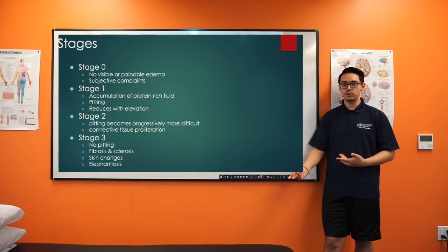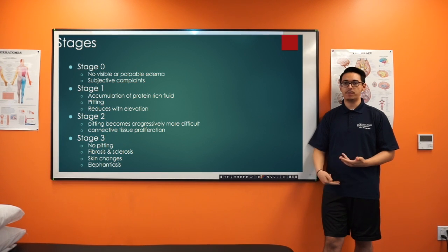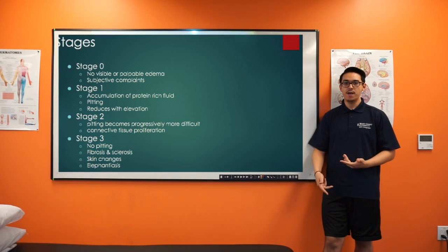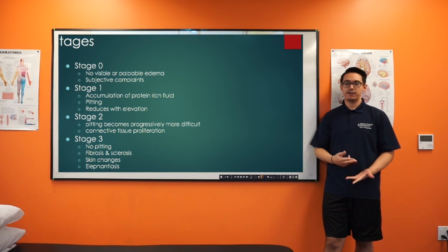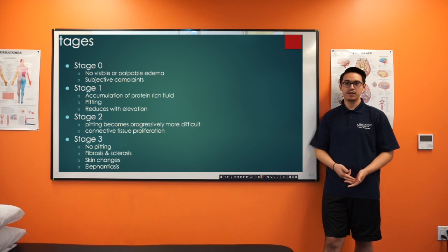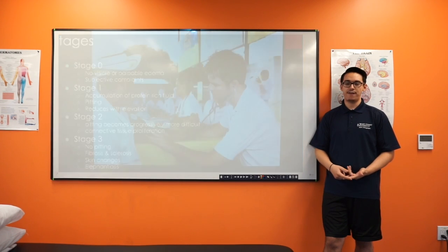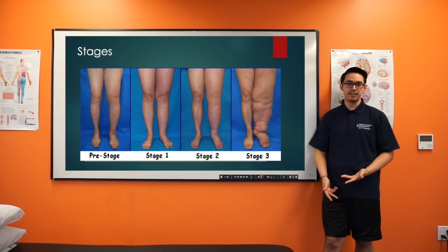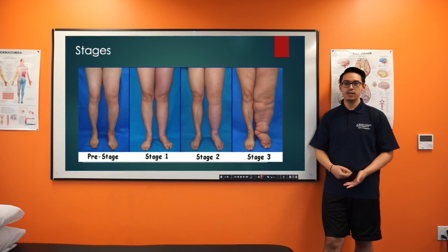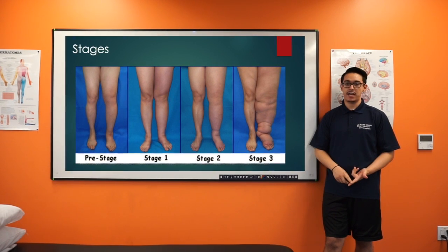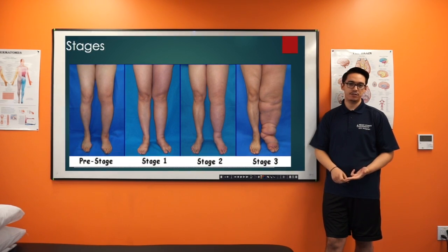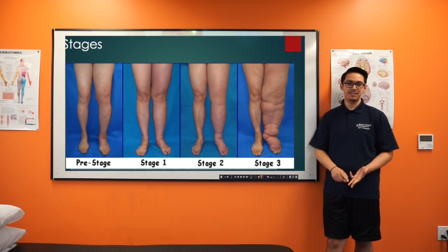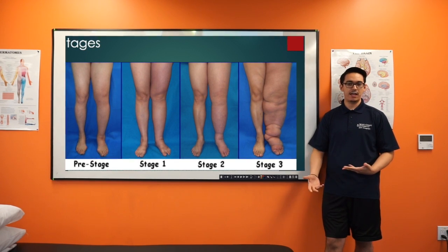Compared to in stage 2, that edema will progress and they'll still have that pitting, but it will usually not be reduced with the elevation, and they will have connective tissue proliferation. In stage 3, which is the advanced stage, they will no longer have pitting edema. The tissue will fibrose and be sclerotic. They will have those skin changes I said before, the hyperkeratosis and papillomas, and they will have elephantiasis, or that elephant looking leg.